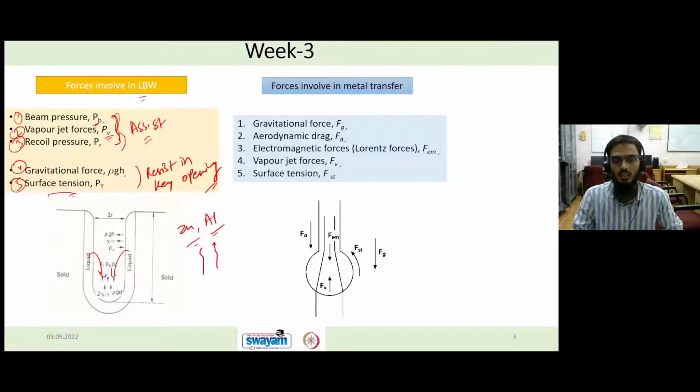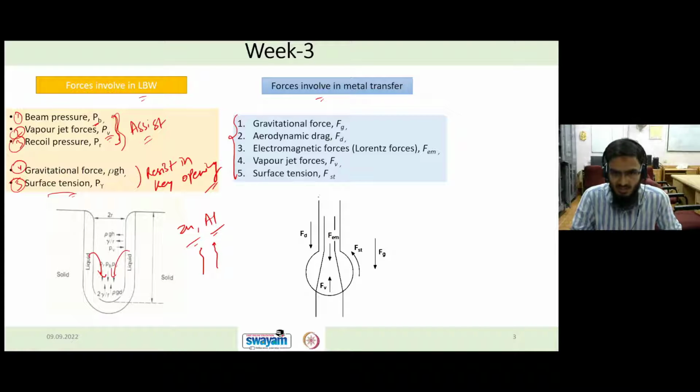Now coming to the forces involved in metal transfer in a consumable welding process. Basically there are 5 forces here also. You can see on my screen that there are the gravitational force, aerodynamic drag force, electromagnetic force or Lorentz force, as we also call it, then the vapor jet force and the surface tension force. All these forces are schematically shown in this figure.